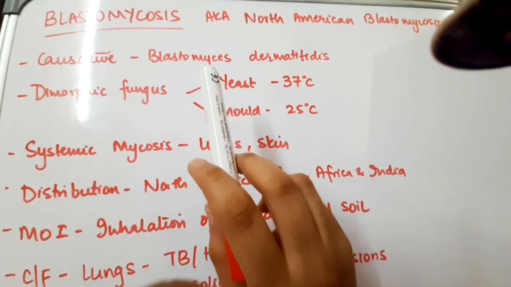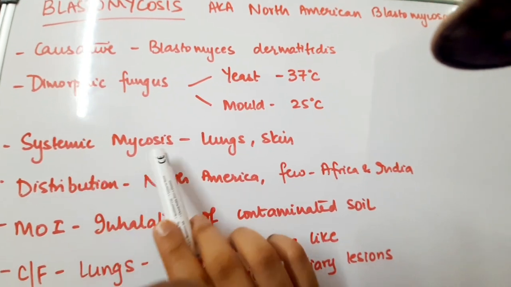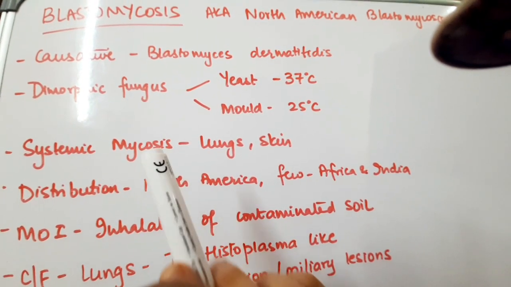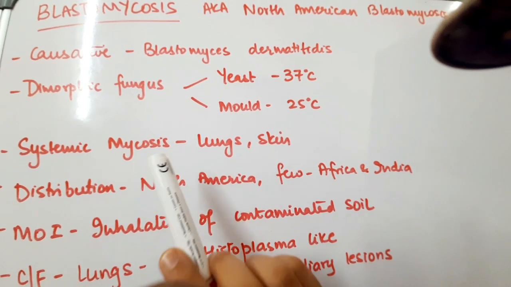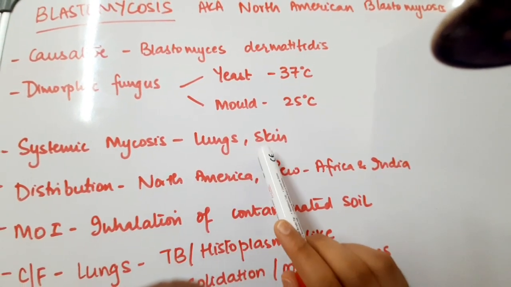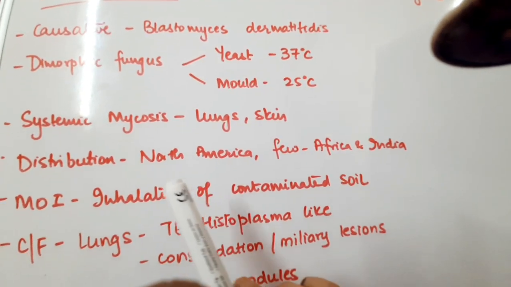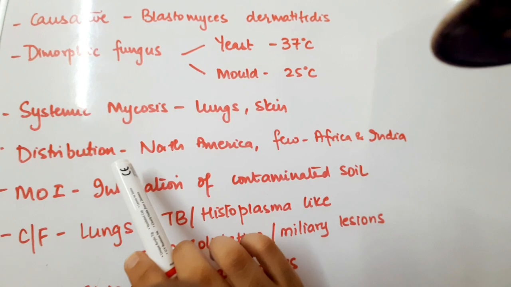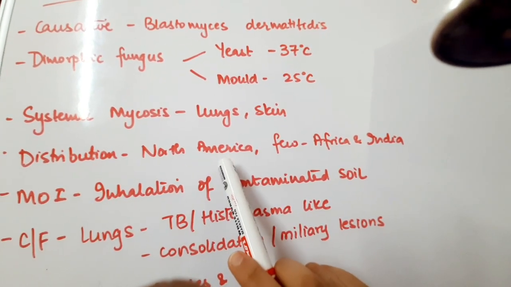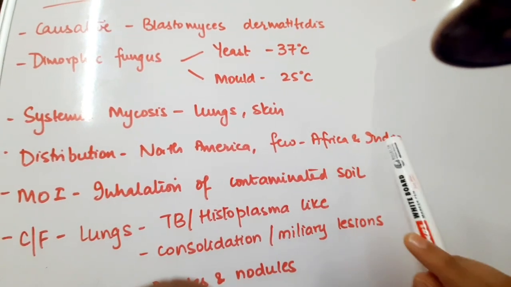Now, blastomyces is responsible for blastomycosis, which is a systemic mycosis, which means that it involves the organ systems. And the main systems involved in this disease are lungs and skin. So the lungs and skin are mainly involved in blastomycosis. If we look at the distribution, this disease is mostly found in North America, but a few cases have been reported from Africa and India as well.